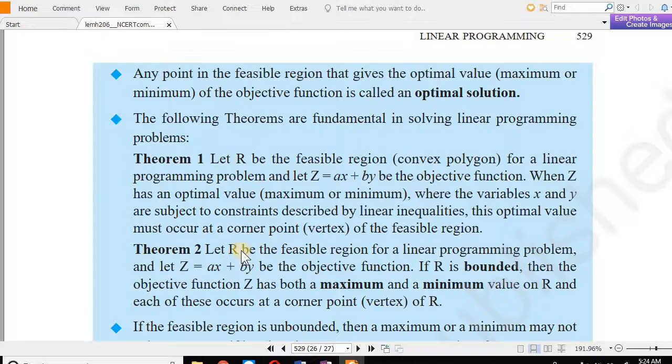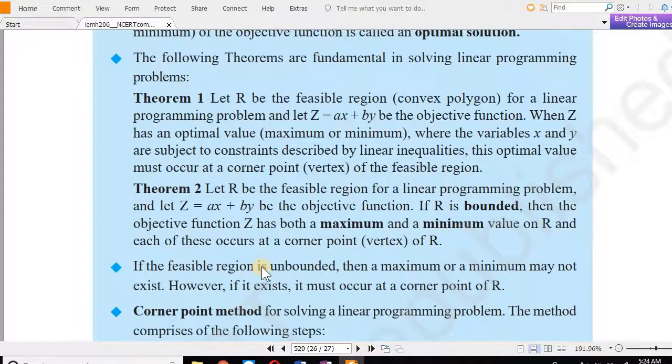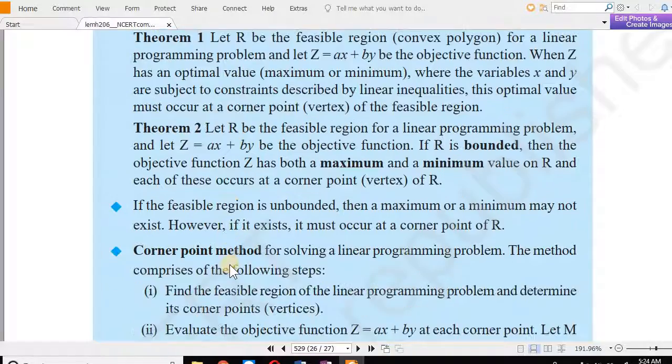You have two theorems which are basic in solving linear programming problems. Theorem 1 is the corner point or vertex theorem, that the optimum will be at a vertex if it exists. And theorem 2, if the region is bounded, then the objective function will have a maximum or a minimum, depending on what you're looking for. And if it's unbounded, then you can make another additional condition to check whether the solution is in fact optimal.